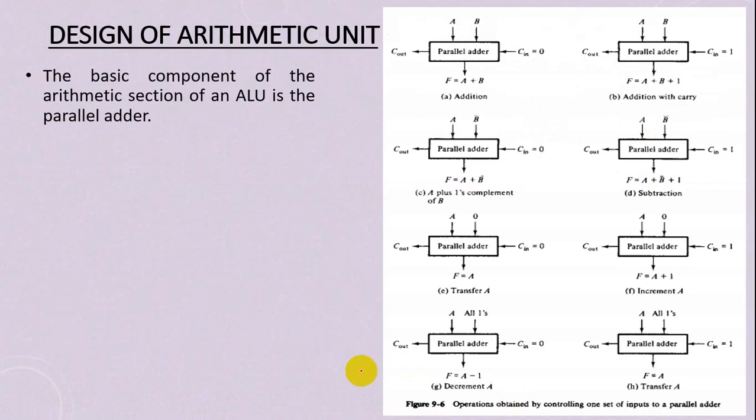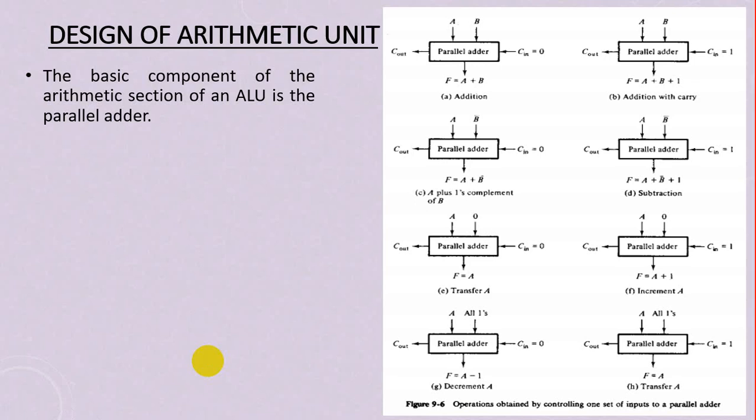The basic component of the arithmetic section of the ALU is the parallel adder. So when we design the ALU, we don't use different hardware for different operations. It will only increase the complexity and cost. Instead, we play a trick, a clever idea. What is the clever idea? Instead of using different hardware for different operations, we use a single hardware called parallel adder. This is a 4-bit ALU, so there will be four 1-bit full adders cascaded together as a parallel adder.